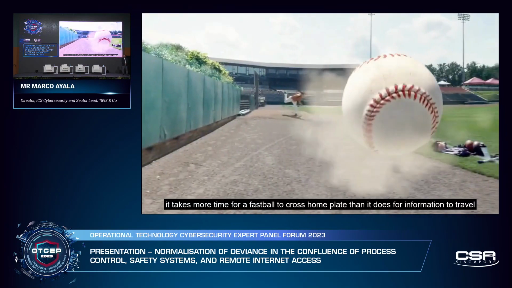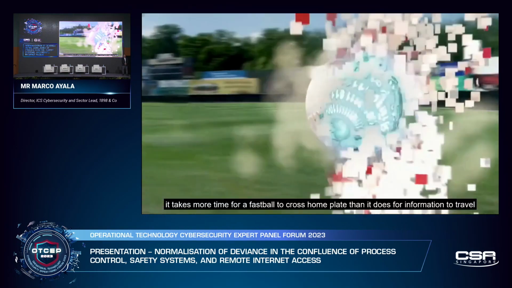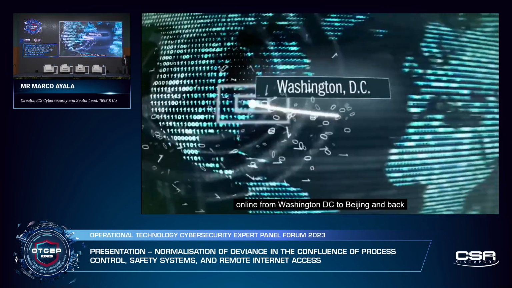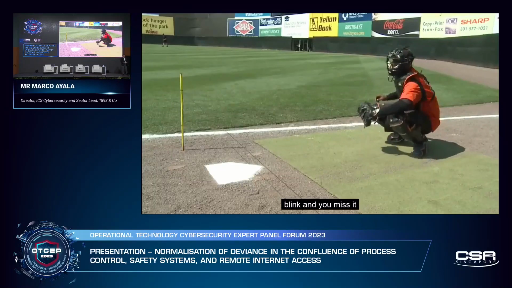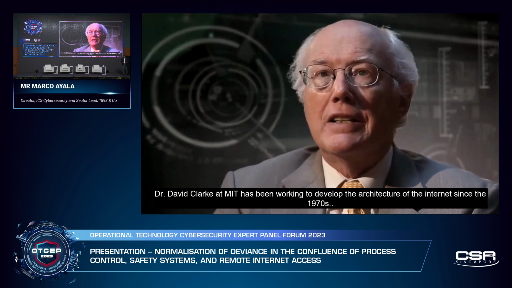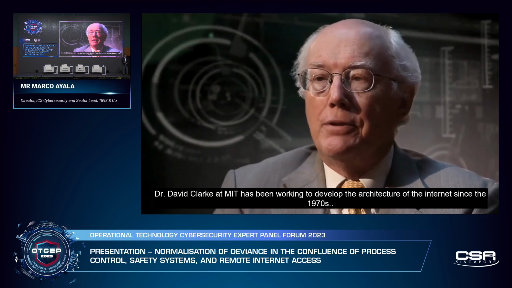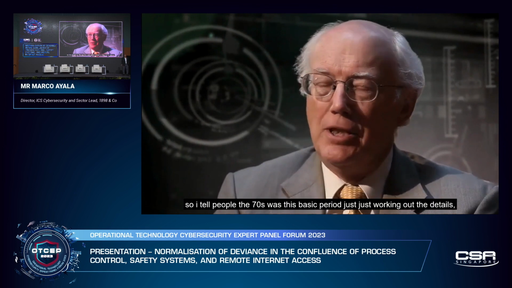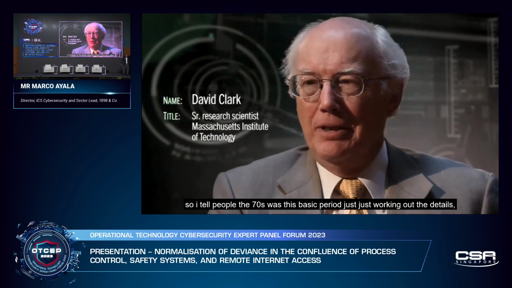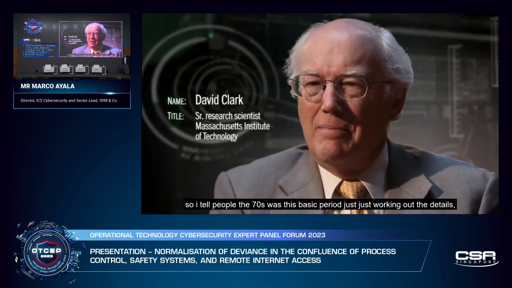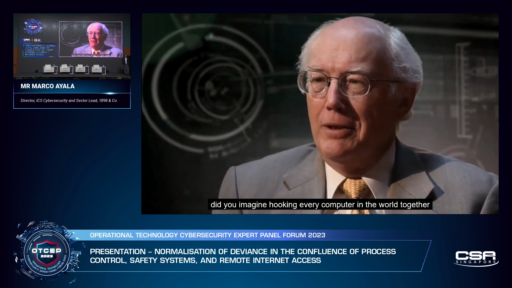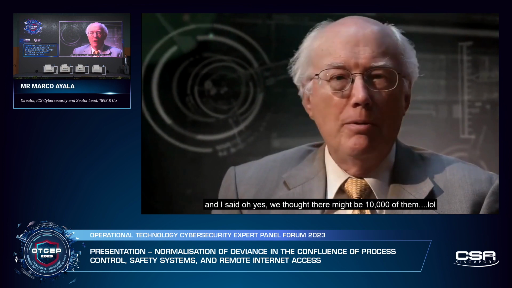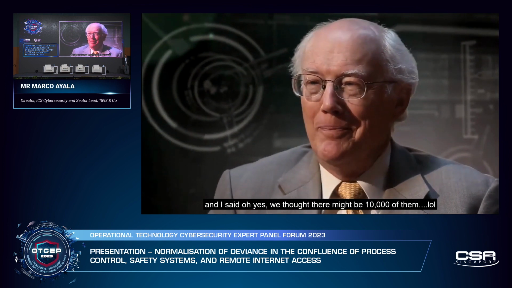It takes more time for a fastball to cross home plate than it does for information to travel online from Washington, D.C. to Beijing and back. Blink, and you miss it. Dr. David Clark at MIT has been working to develop the architecture of the Internet since the 1970s. So I tell people the 70s was this basic period, just working out the details. In the 80s, it started to scale. And people say to me, did you imagine hooking every computer in the world together? And I said, oh yes. We thought there might be 10,000 of them.